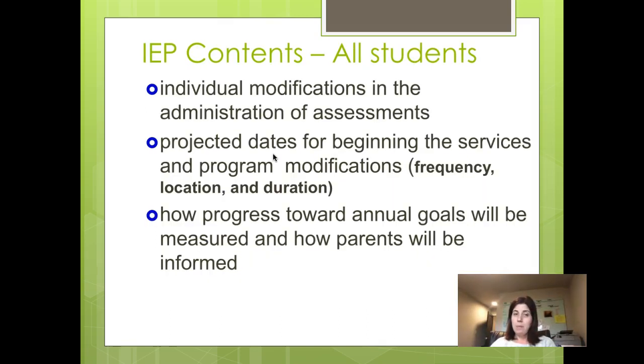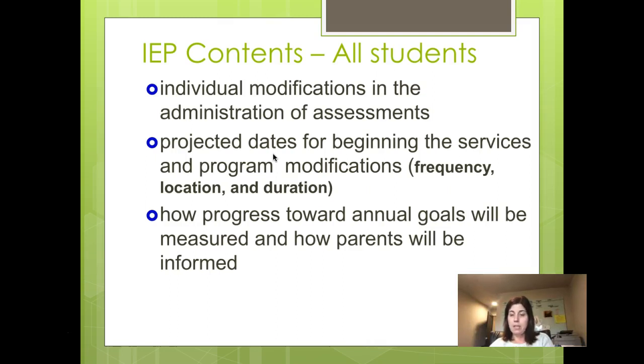The IEP includes modifications in the administration of assessments. So, for instance, an older student preparing for the ACT or the SAT, there'll be modifications that will help those teams for planning purposes figure out what would work for the student. And dates for beginning the services and the modifications, how often those services will be provided, where they'll be provided, and how long they'll be provided. And then lastly, what the progress is towards the annual goals and how it will be measured.